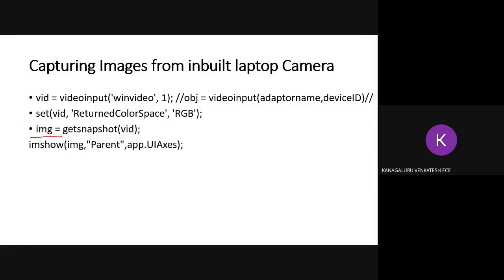getsnapshot. If you use getsnapshot from the video, you can capture an image, and that can be displayed using imshow, img, Parent, app.UIAxes. So whichever axis you are going to display on, this is to be remembered, correspondingly use that tag name. If you are going to display in the first axis, UIAxes, second axis in the sense UIAxes2, third axis in the sense UIAxes3, and so on. Based on which axis you are going to display that, you're supposed to use the UIAxes tag name correctly. This is for capturing images from the inbuilt laptop camera.